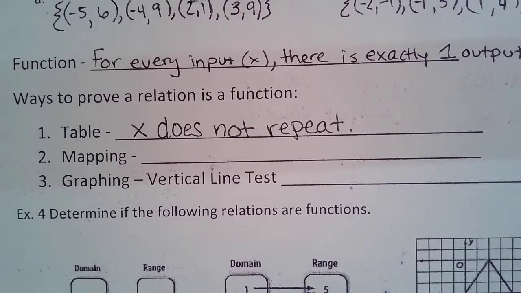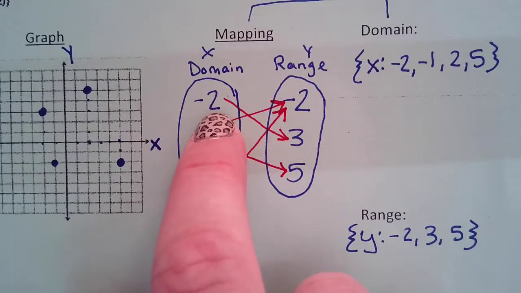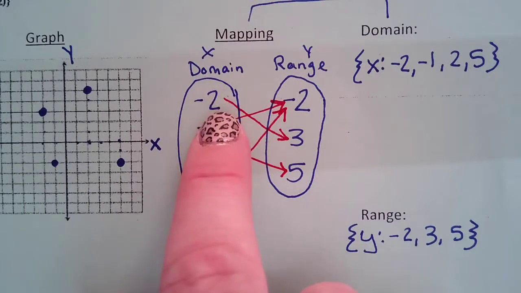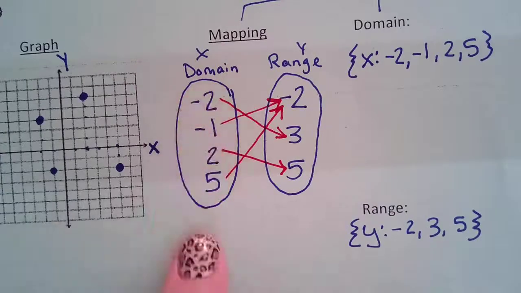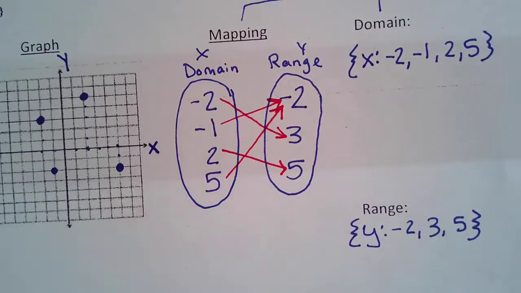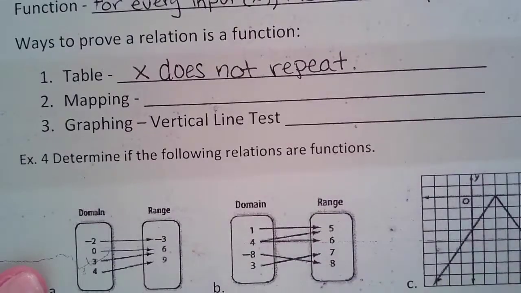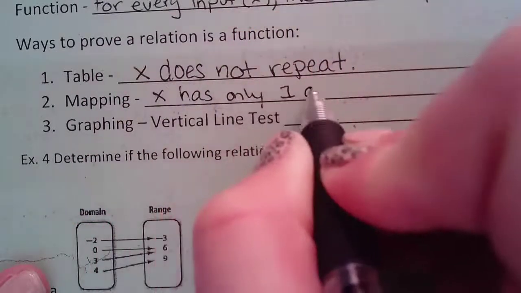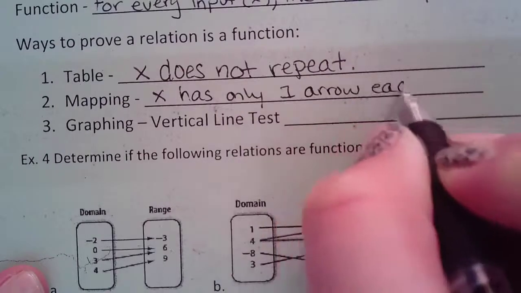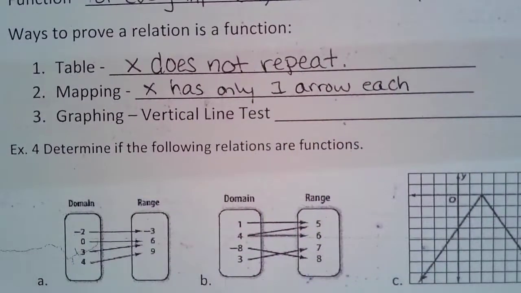The next piece is mapping. So if I had an x repeating, so like if I had 2 of these negative 2's, what would happen? How many arrows would I end up having coming off of that? I would have had 2 arrows coming off of it. So what makes a function by looking at the mapping diagram is that your x's only have 1 arrow coming off of it. So for our mapping, each x has only 1 arrow.